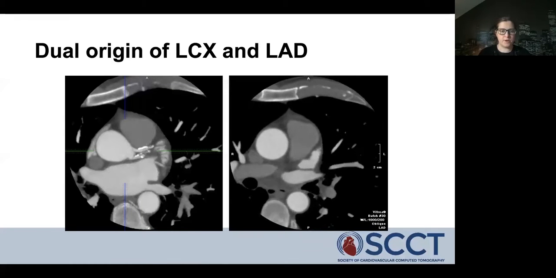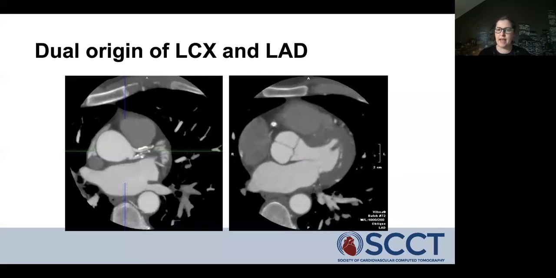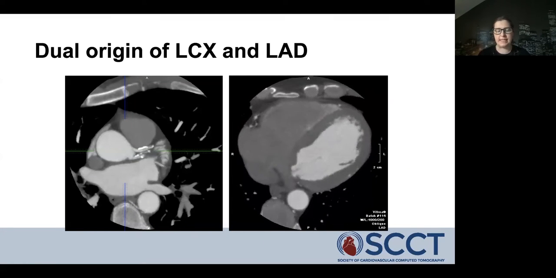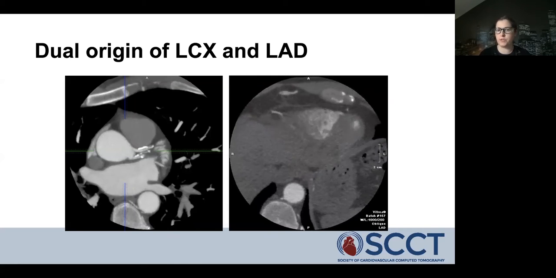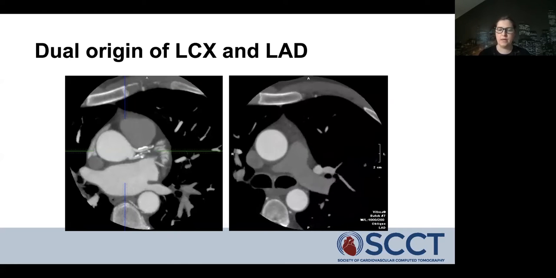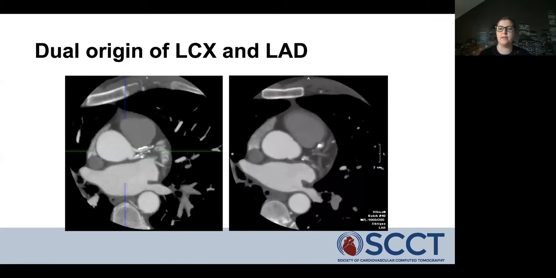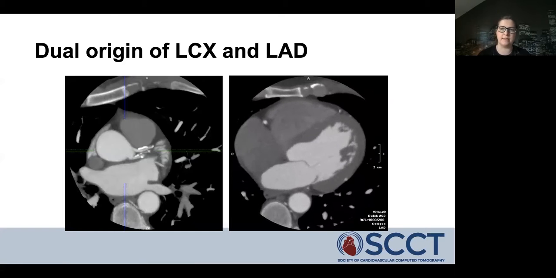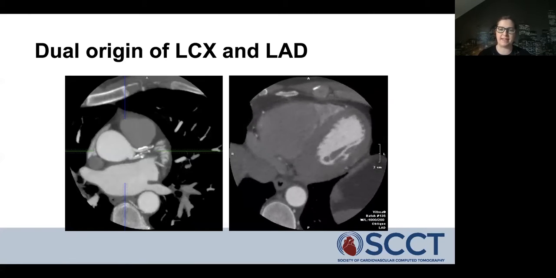This is another anomaly that I see reasonably often, actually, and instead of having a left main stem, both the left circumflex and the LAD are coming off the aorta. So this is a dual origin of the circumflex and LAD. And again, a very important one if the patient's going for invasive angiography. They can work out exactly where things are in advance and not go hunting for them while they're on the cath lab table.